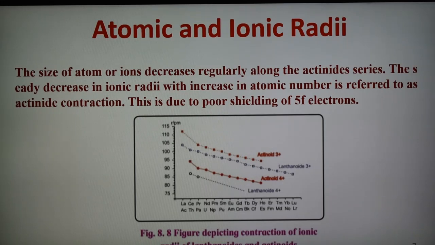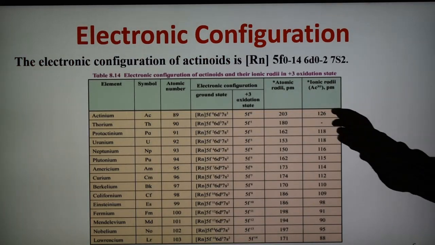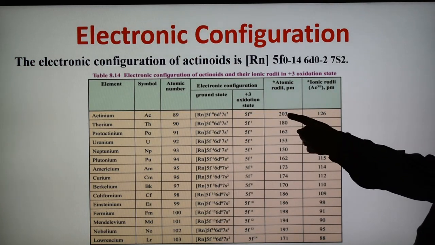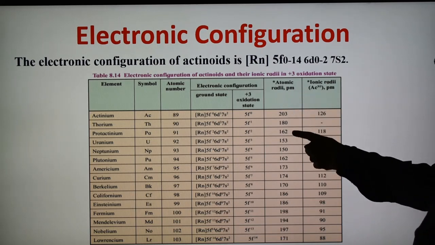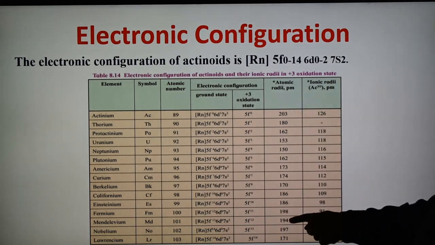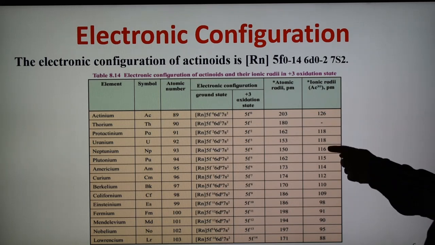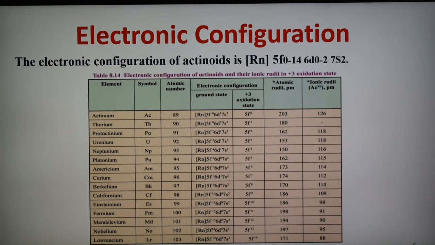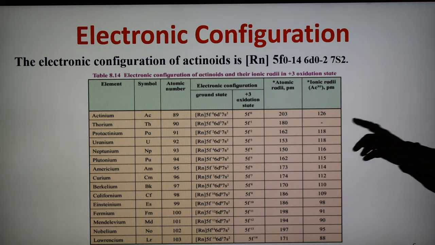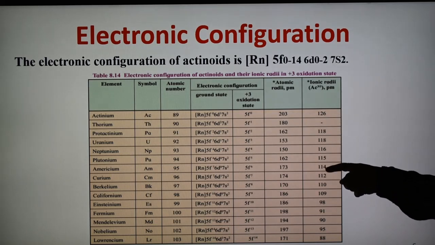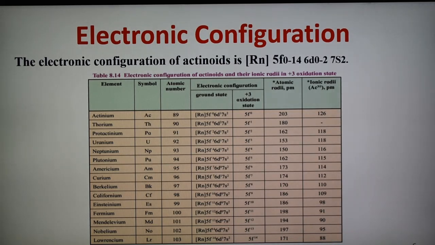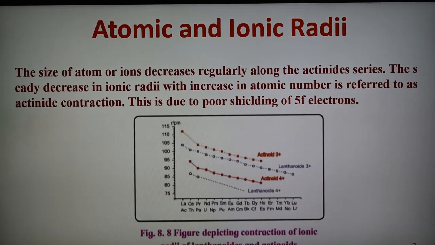And this figure also shows a comparison of M 3 plus and M 4 plus, that is, the metal ions. This table also shows the ionic radii. See, the atomic radii decrease; here values of 203 picometers are given, and it slowly decreases. In this case it also clearly shows the decrease. As compared to atomic radii, the ionic radii decrease continuously. These are the values of the atomic and ionic radii given in the table.